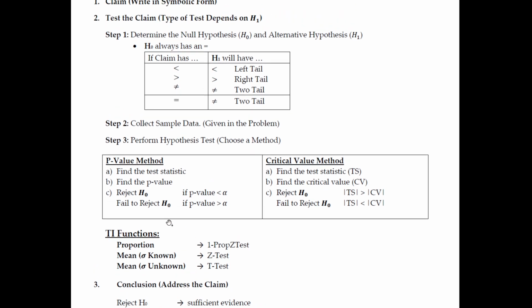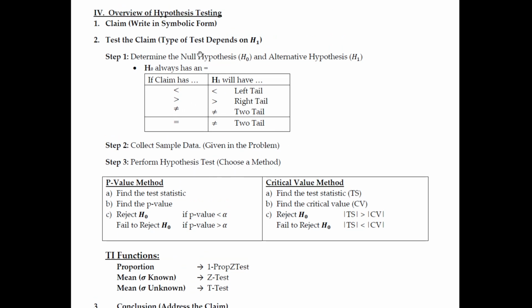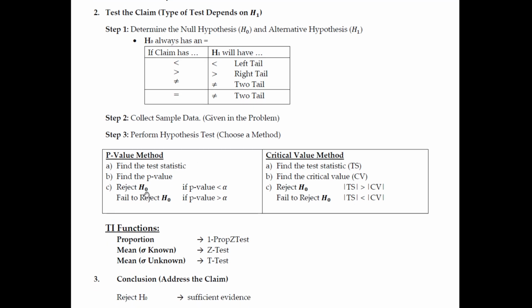The biggest part of this whole process is the middle part, the testing of the claim. It involves, first of all, identifying the null hypothesis and the alternative hypothesis, H0 and H1. The collecting of the sample is usually given in the problem. And then we perform a p-value method or critical value method test. We've talked about the p-value method in prior videos and we're going to continue with it. In the next video, we'll talk about the critical value method. So in this video, we're still going to stick with the p-value method.